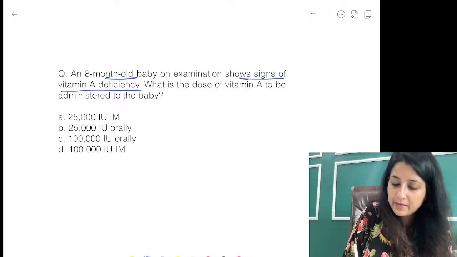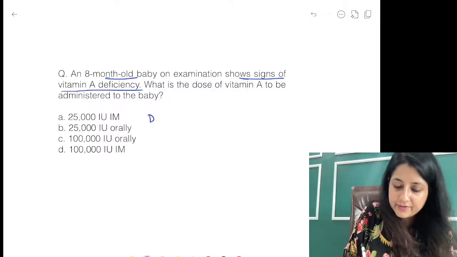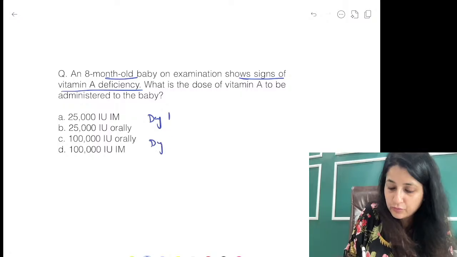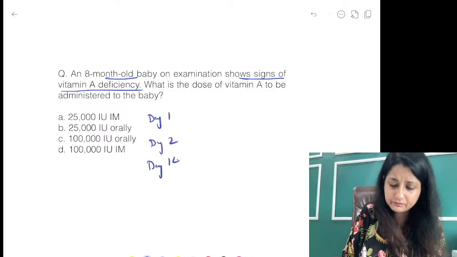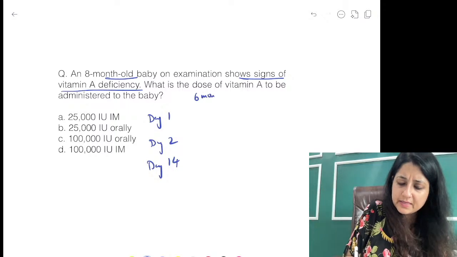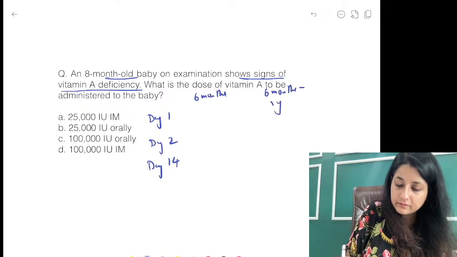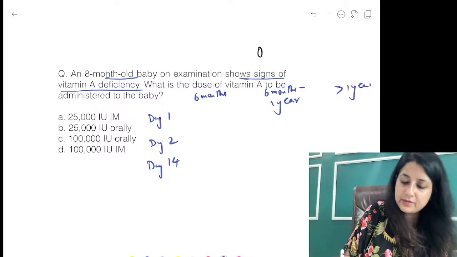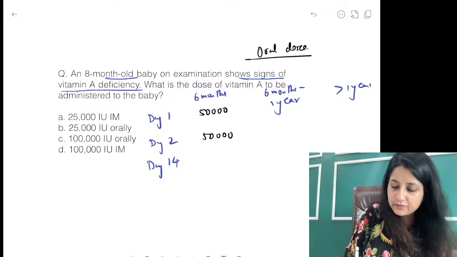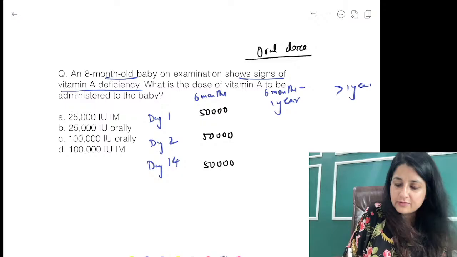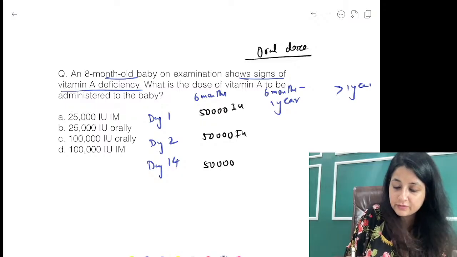Good. Now if you remember, how have we learned? We give it on day 1. I'll show you another way also how the question was asked as we proceed. Up to 6 months, more than 1 year. So we all know we are giving which doses? The oral doses. So this one up to 6 months, 50,000 international unit.